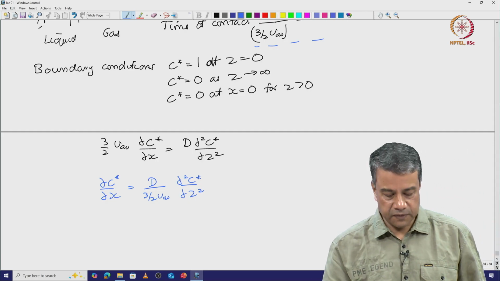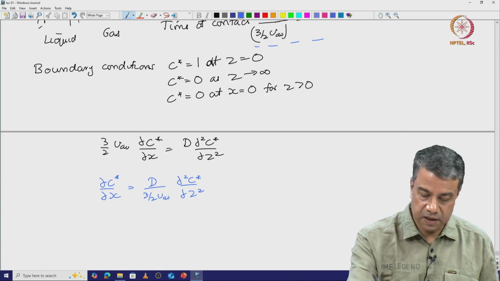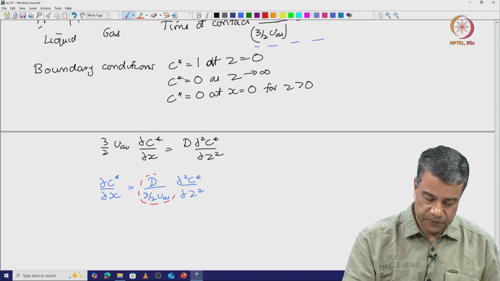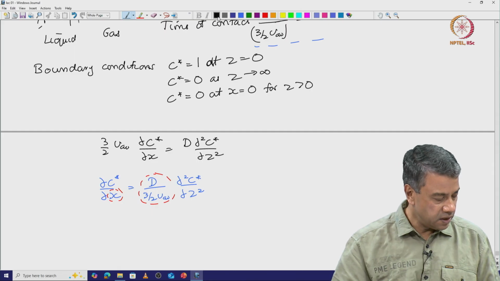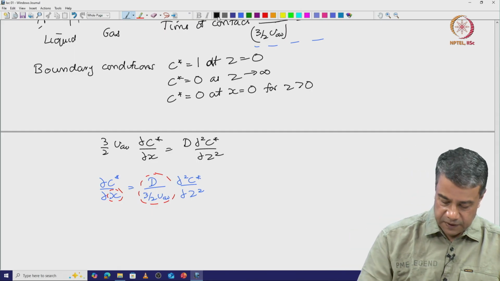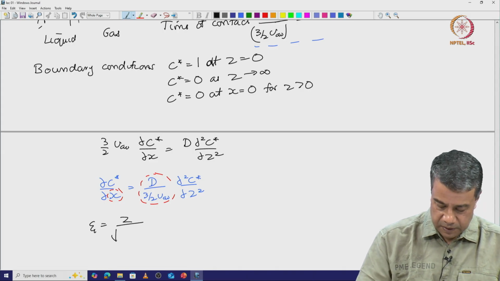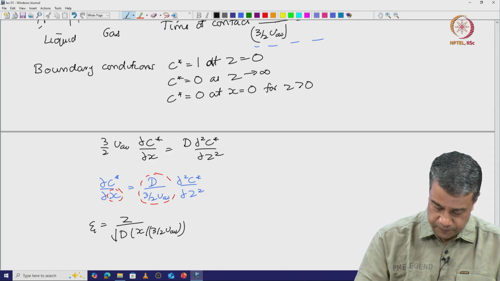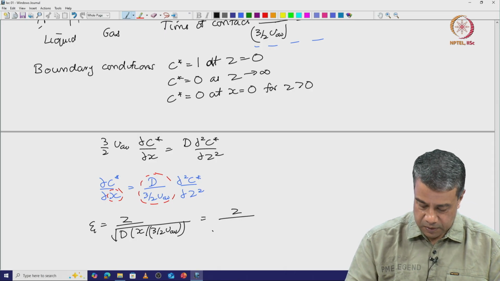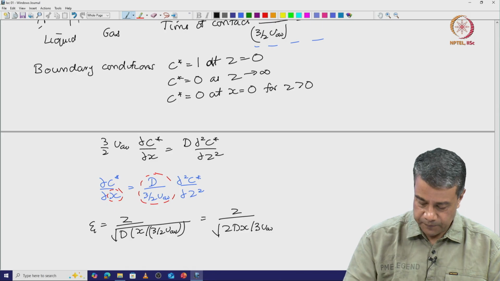So, this is the diffusion equation. It is exactly the same as the equation we had for the temperature field for unsteady diffusion, except that I have this term instead of the diffusion coefficient and x in terms of t. And I can do the exact same calculation, define psi is equal to z by root of d into x by 3 by 2 V average. It is equal to z by root of 2 d x by 3 V average.